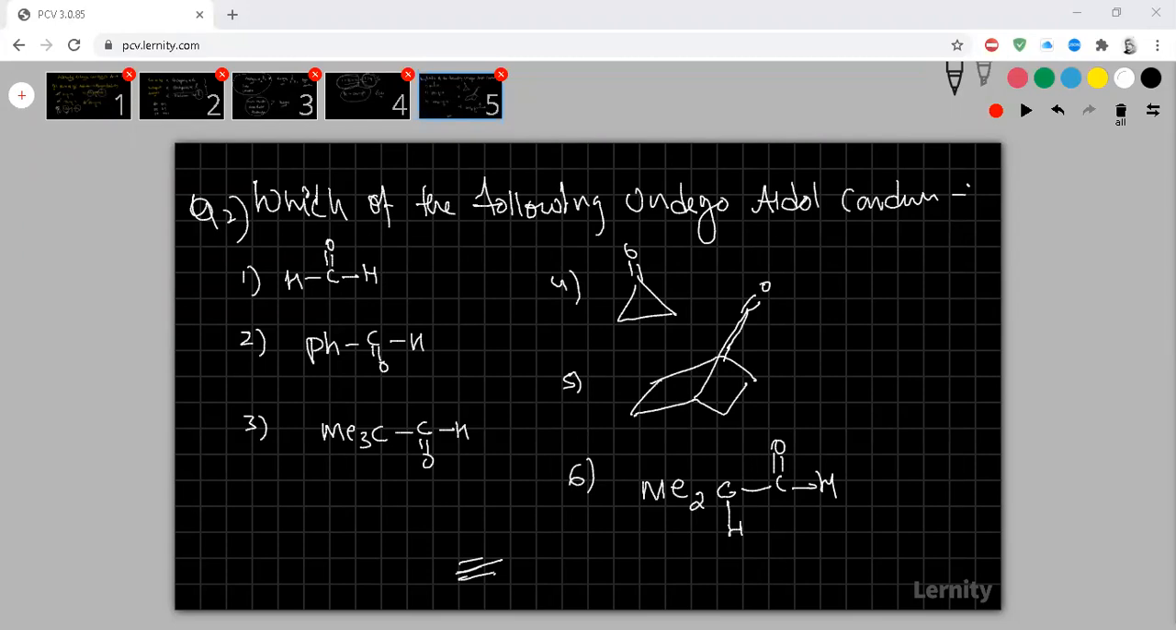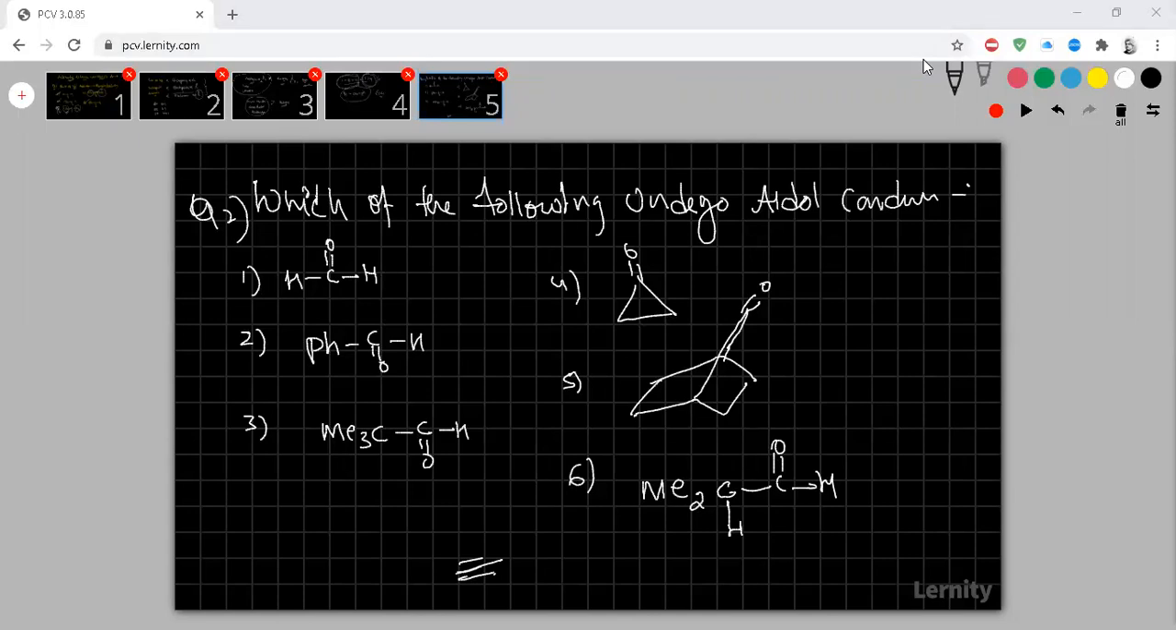So which of the following will undergo aldol condensation? I have given 3 plus 3, totally 6 molecules. So what is the answer? One and 3.